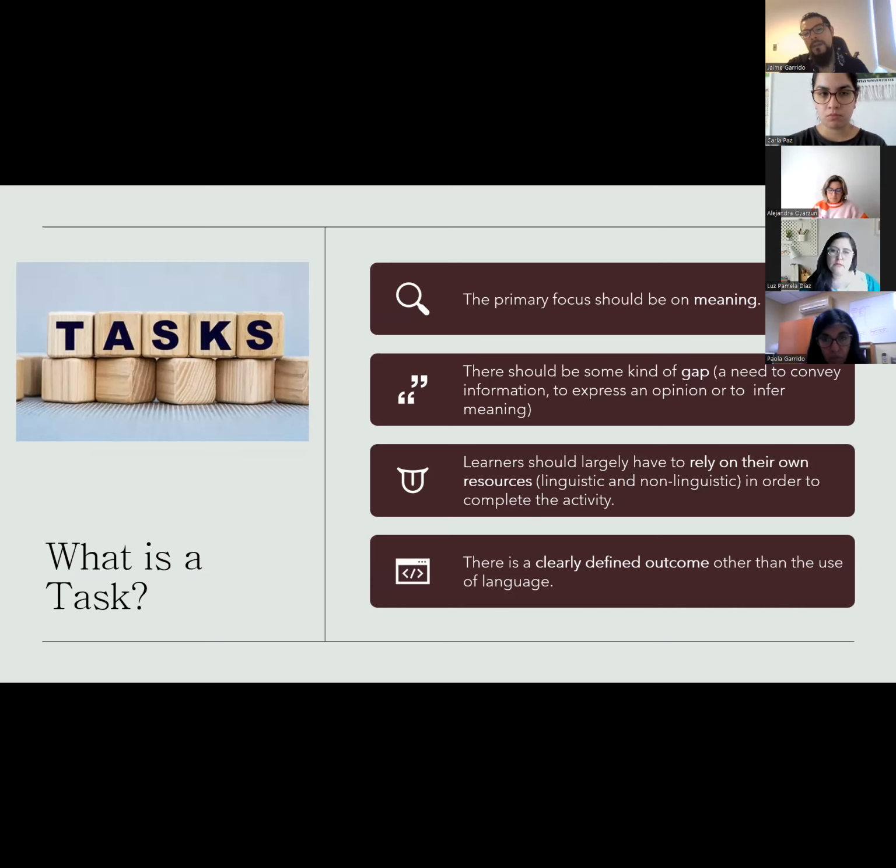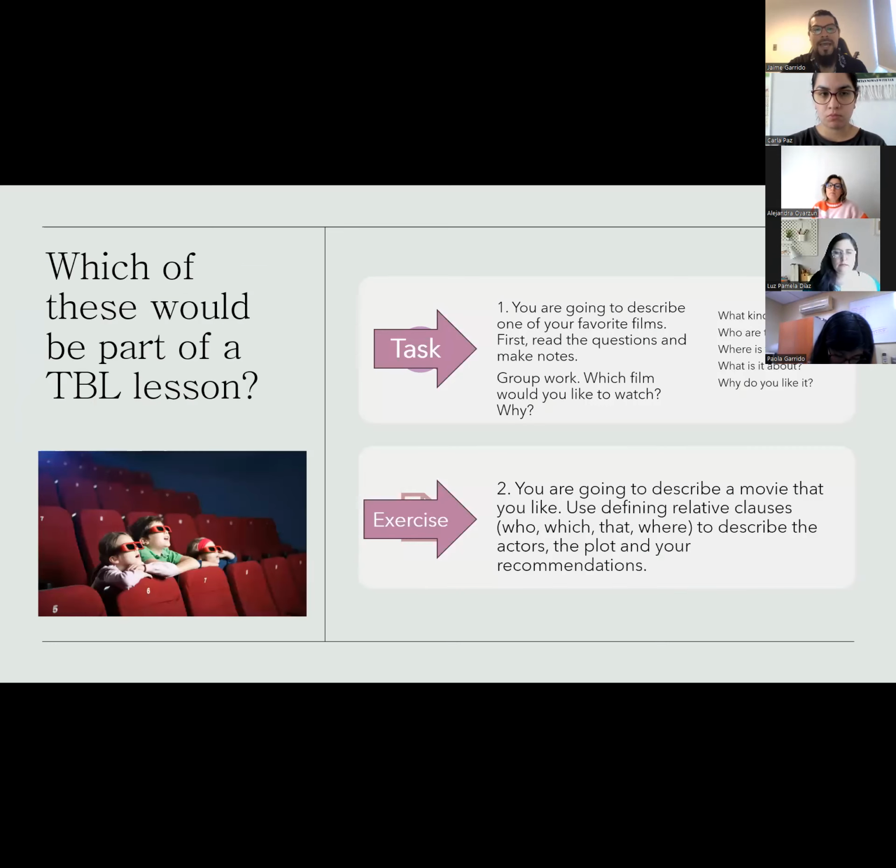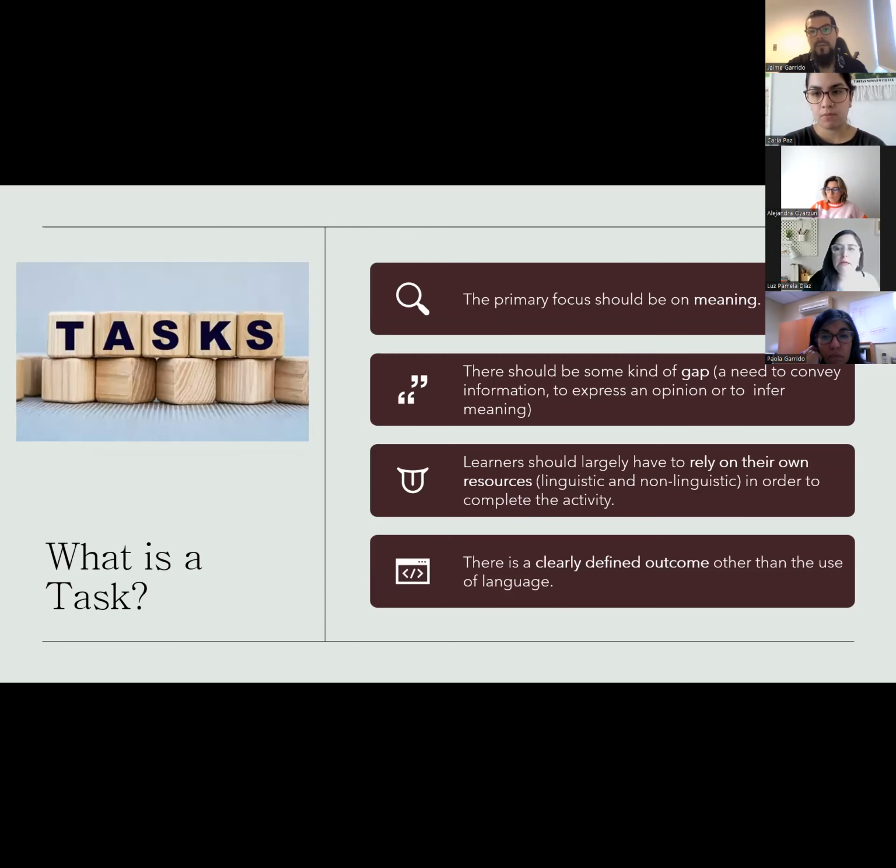And there is a clearly defined outcome other than the use of the language. So an outcome is a product. It's the product in the task. We have the description of the film, the discussion, that's another product, and the reasons why they are choosing this particular movie. If we compare this with the exercise, you just have a description of the movie, but you're just practicing the language. Up to here, any questions? Something that you would like to say or ask?